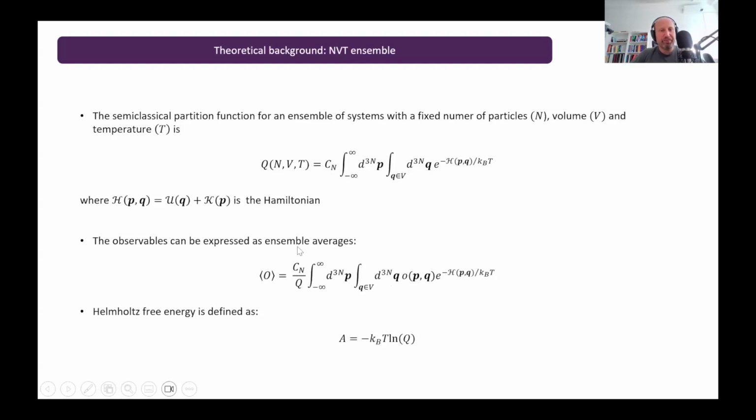Within this ensemble, observables can be expressed as ensemble averages. Here we have the partition function, and this is the phase space function associated with the property of interest, O. Not every physical property can be expressed in this form. A prominent example is the Helmholtz free energy, which is defined as minus k_B T logarithm of the partition function.